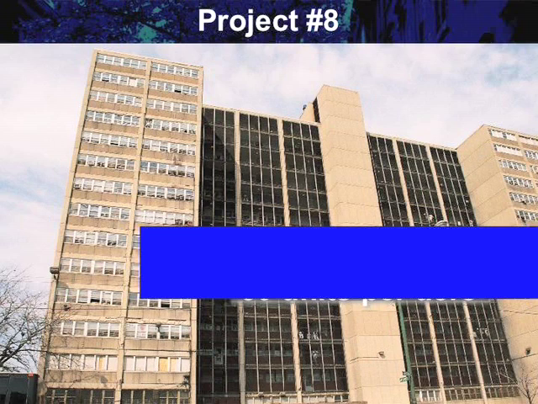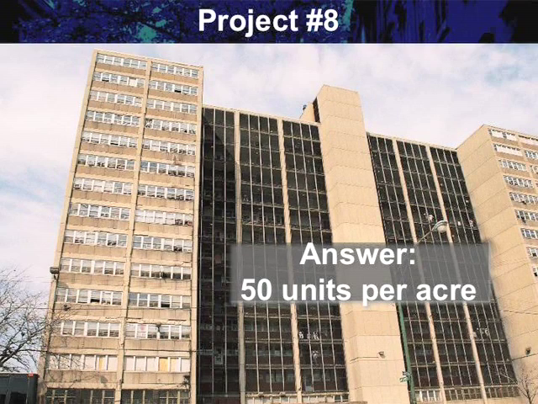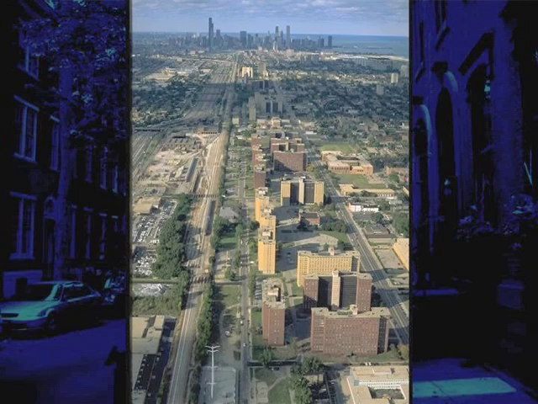Project number 8. 50. This is the infamous Cabrini Green federal housing project in Chicago. The reason the density is so low is most of the parcel is taken up by green space.